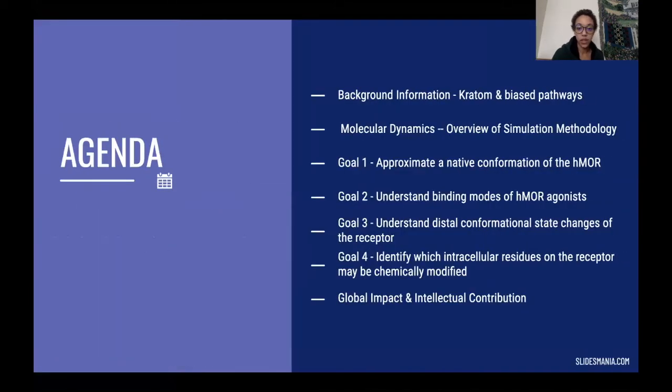On the agenda today, we'll go through a little bit of background information about Kratom, molecular dynamics, and our overview of our simulation methodology. I'll go through the goals of the experiment and how we'll achieve those, and then we'll talk about why it matters.